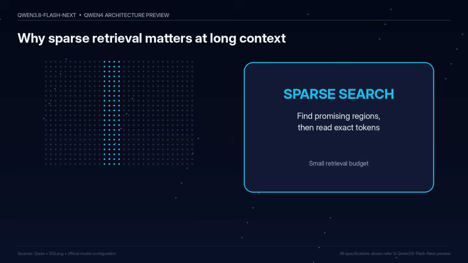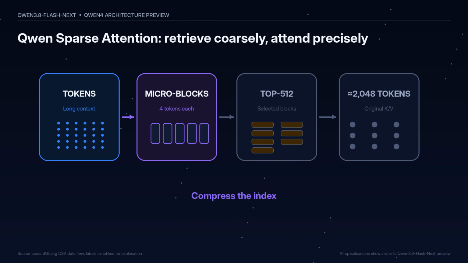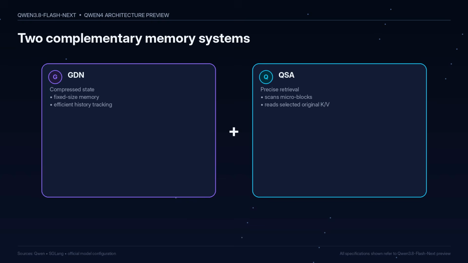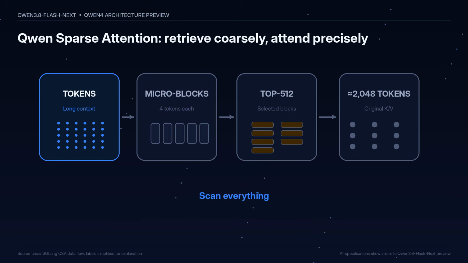So QSA does something different. It divides the context into tiny microblocks. Instead of initially evaluating every individual token, a lightweight indexer evaluates those blocks. It first asks, which regions of this enormous context are probably relevant? And only after finding those regions does the actual attention mechanism retrieve the precise information inside them. So essentially, GDN handles compressed memory. QSA handles precise retrieval.